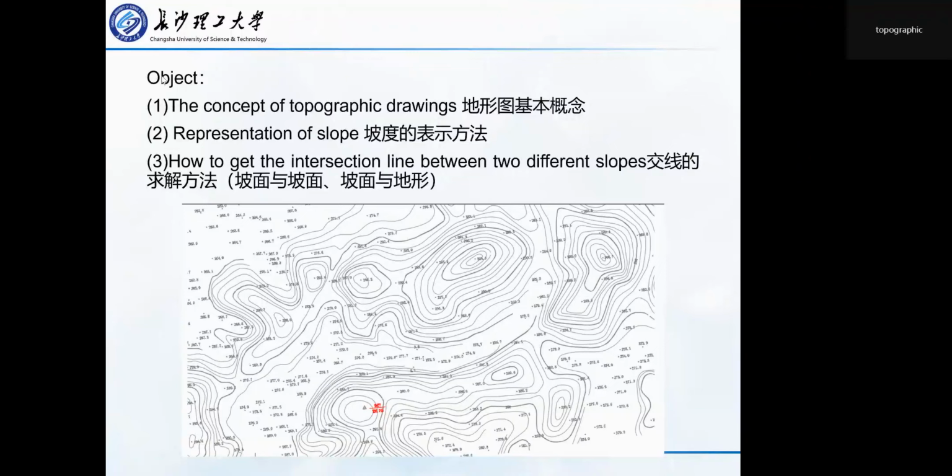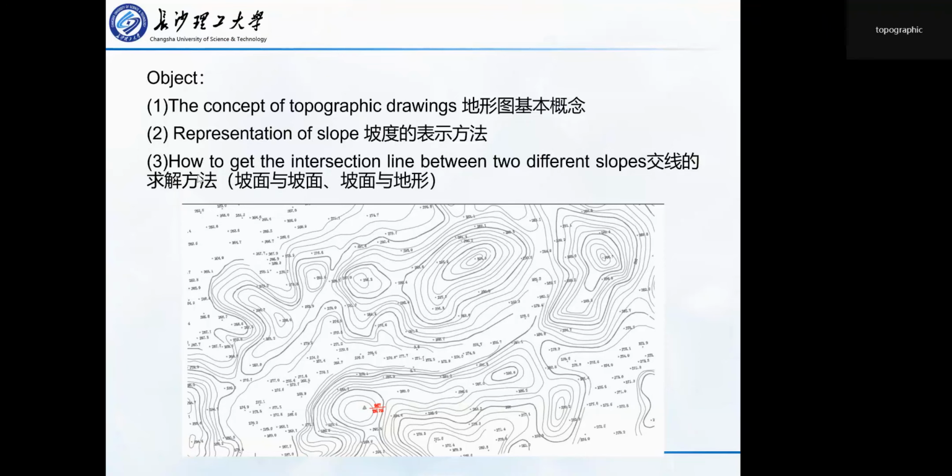So at first, let me see, what is our objective today? In today's class, we are going to learn at first the concept of topographic drawings, and the representation of the slope. It's an important step to draw the topographic drawings, and how to get the intersection line between two different slopes.